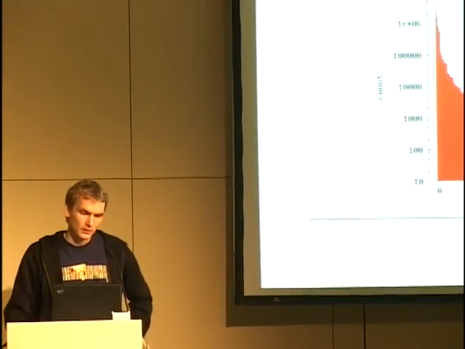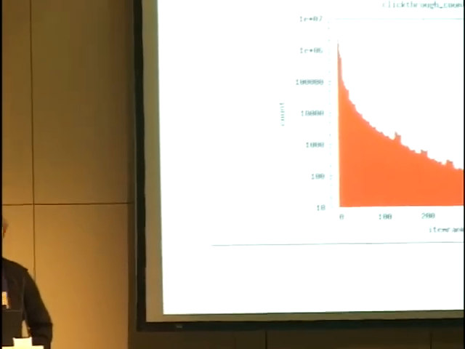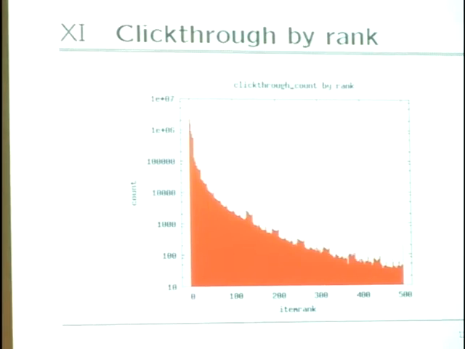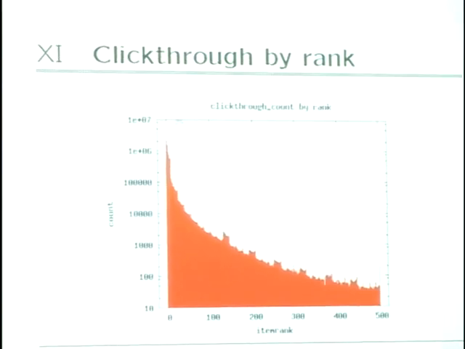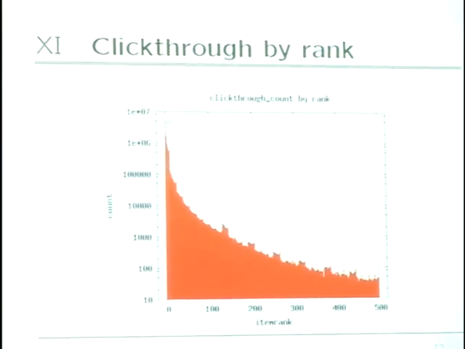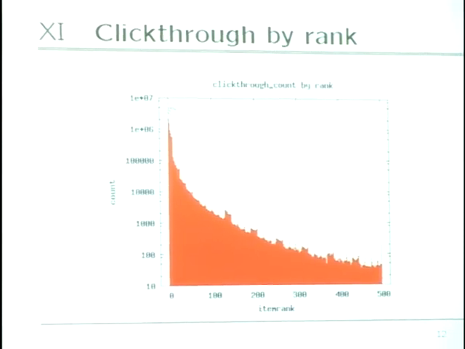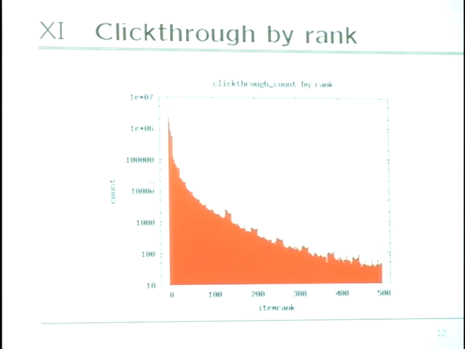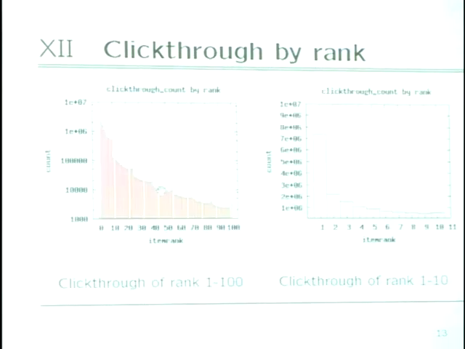Here I plotted the click-through by the item rank. Obviously, it's clear that if you have a higher rank on the result page, you receive more hits. Again, this is log scaled. And we can go into detail because this might be interesting.